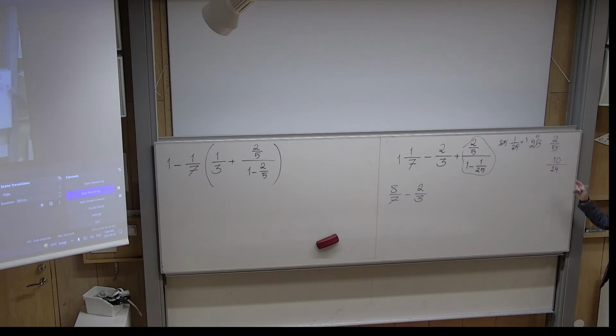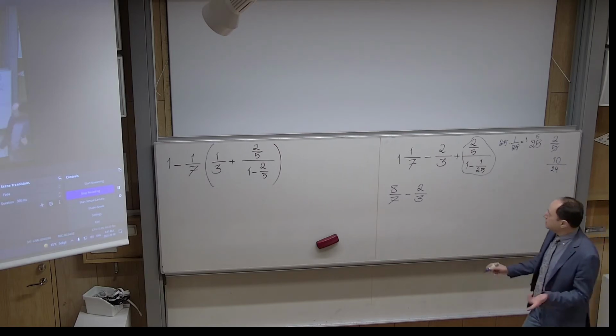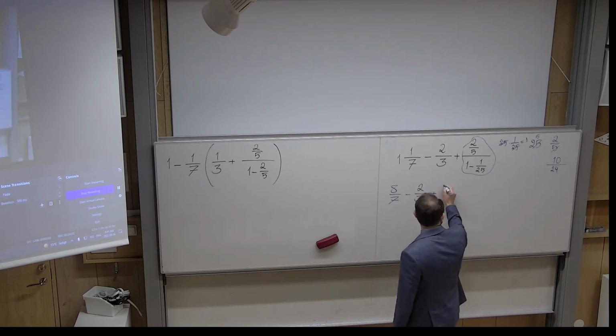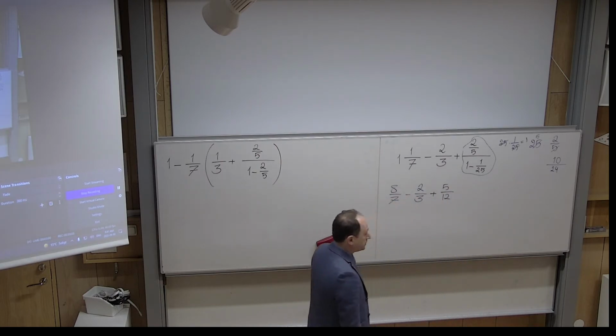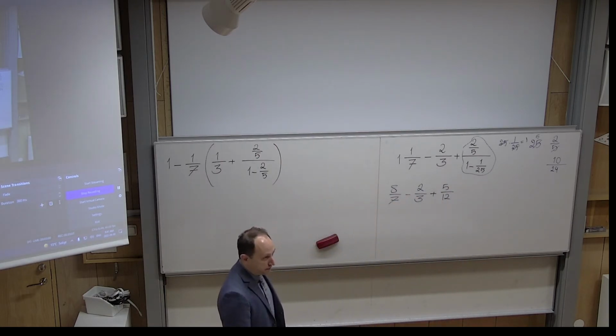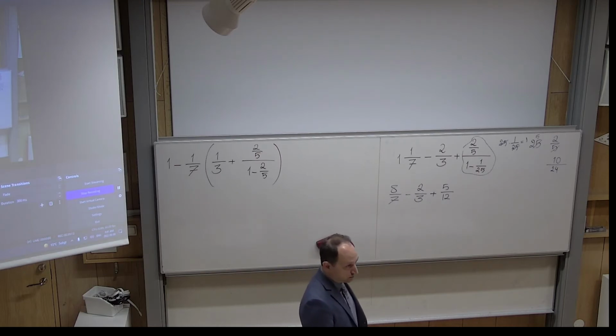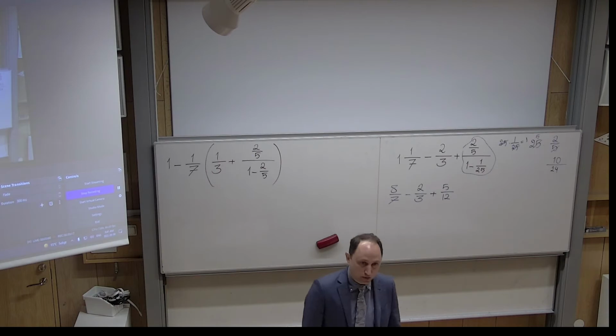But 10 over 24 is not a good name. We have a better name. What is that? 5 over 12, because I can divide by 2. This is why you have to learn simplifications. So this is your numerator. That's 1 minus. Oh, you also multiply. You have to. So you multiply the 1 by 25, but also the other 1 by 25, because you have to multiply the whole package by 25.